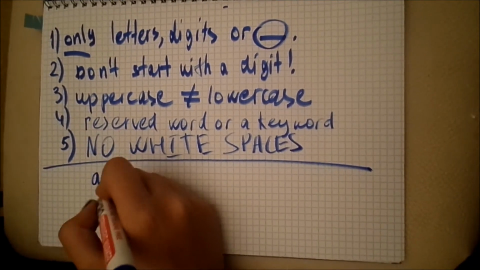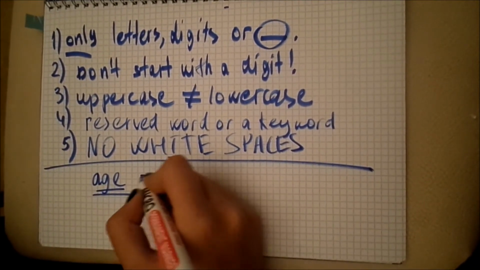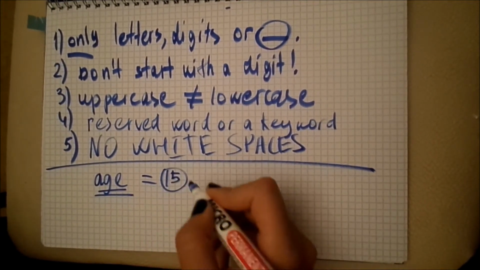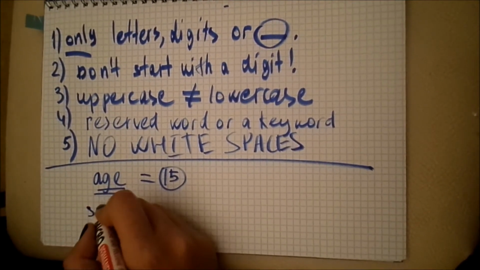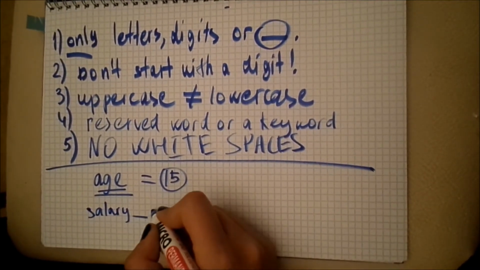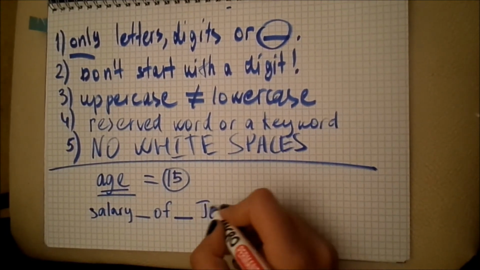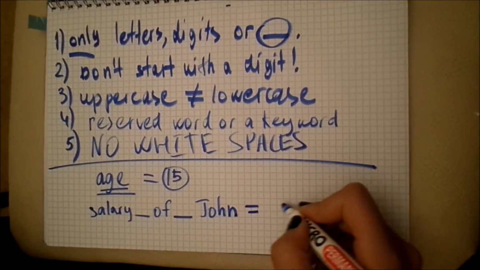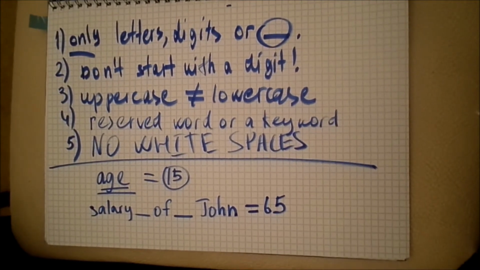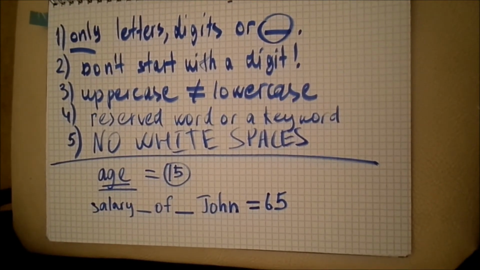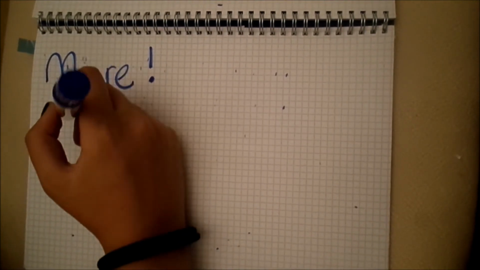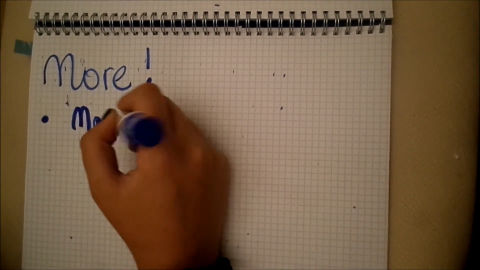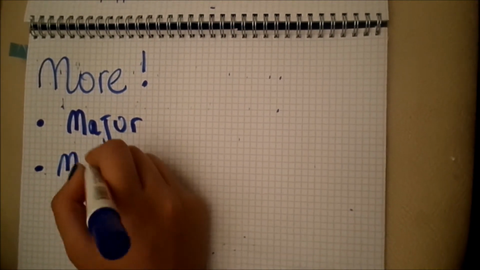We can have our variable name to be age, and it will equal, let's say, 15. This is data. Or we can have our variable name to be salary_of_John. That can be 65. So here are some more examples. Let's say that we named our variable Major, and another variable we named minor.